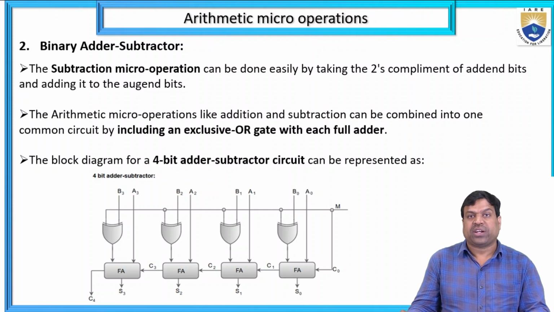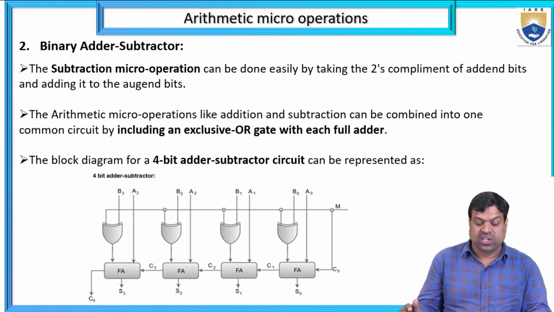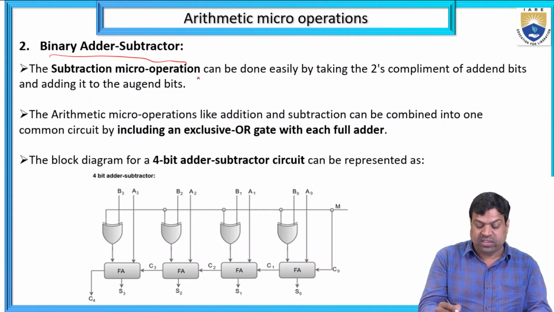Binary adder subtractor. The subtraction micro operation can be done easily by taking the 2's complement of the subtrahend bits and adding it to the minuend bits. The arithmetic micro operations like addition and subtraction can be combined into one common circuit by including an exclusive OR gate with each full adder. The block diagram of a 4-bit adder subtractor circuit can be represented.